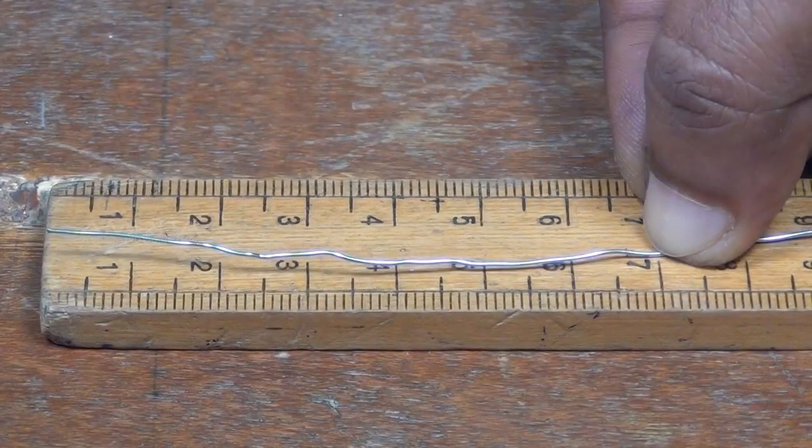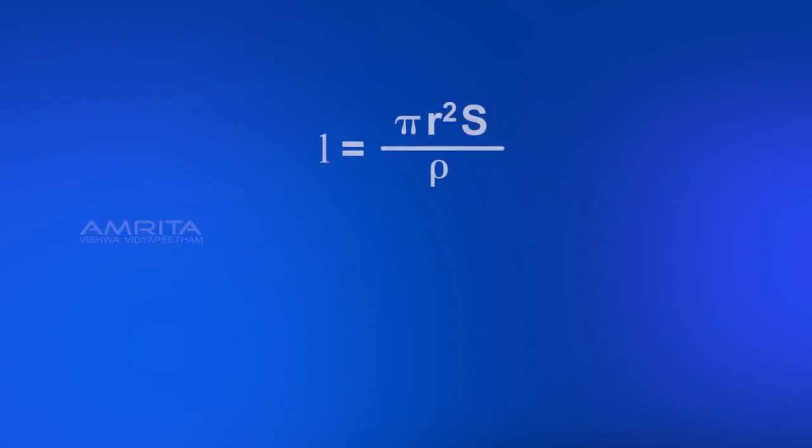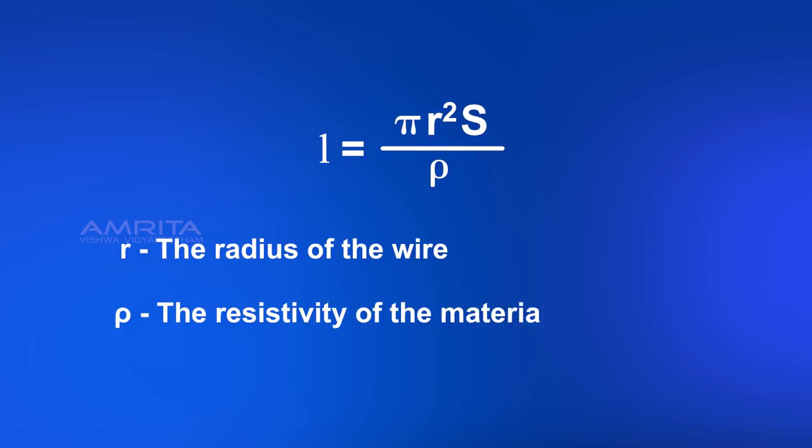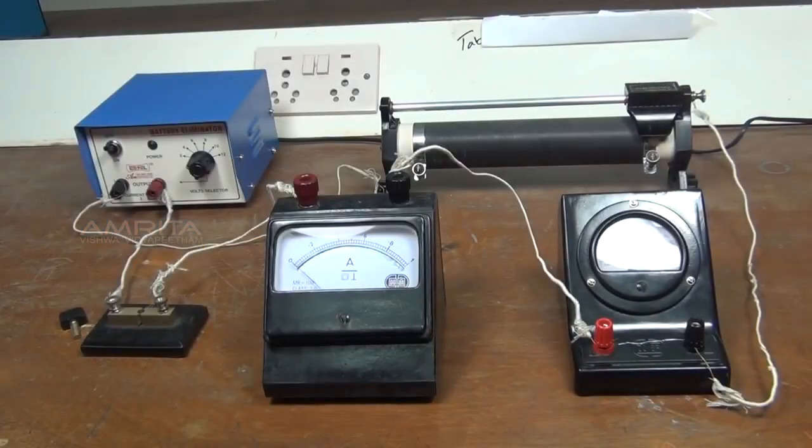Let L be the length of the resistance wire required for a resistance of S ohm. Then L = πr²S / ρ, where r is the radius of the wire and ρ is the resistivity of the material of the wire. Here, we are converting the given galvanometer of known resistance or figure of merit into an ammeter of desired range.